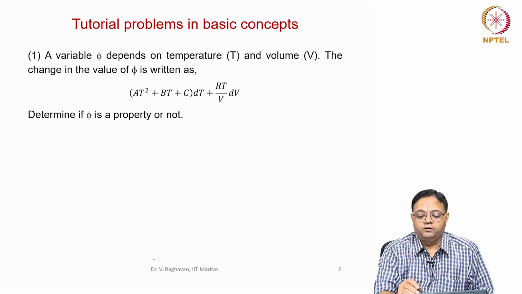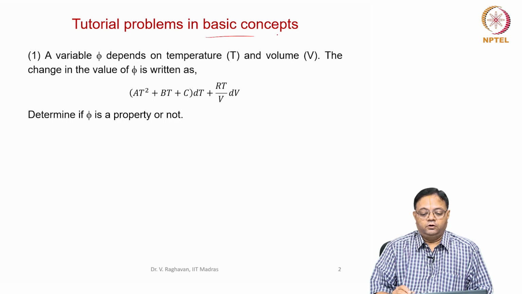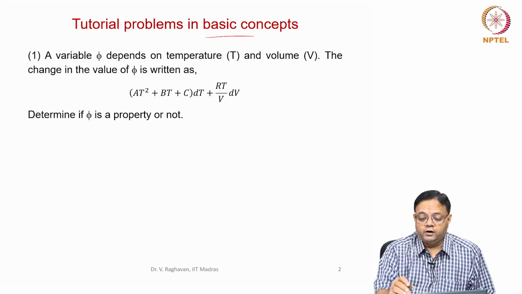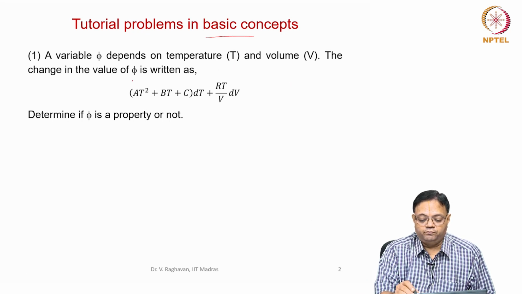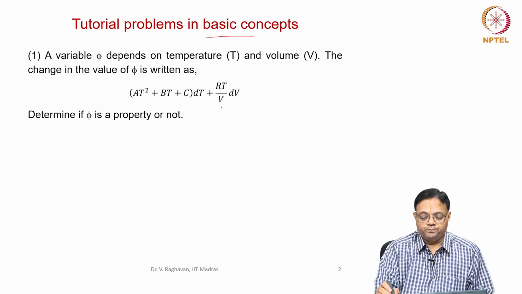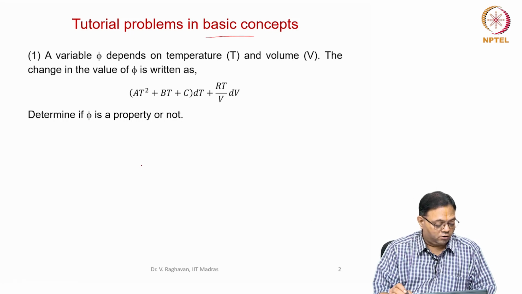The first tutorial is on basic concepts. The first problem is: the variable phi depends on temperature and volume. The change in the value of phi is written as (AT square plus BT plus C) times dT plus RT by V into dV. So, we need to find whether phi is a property or not.